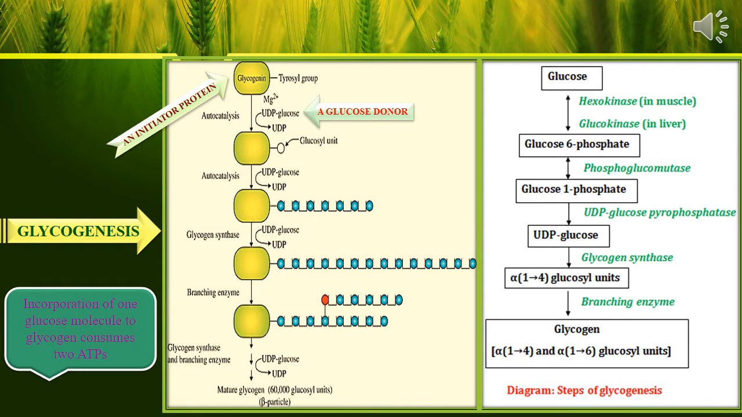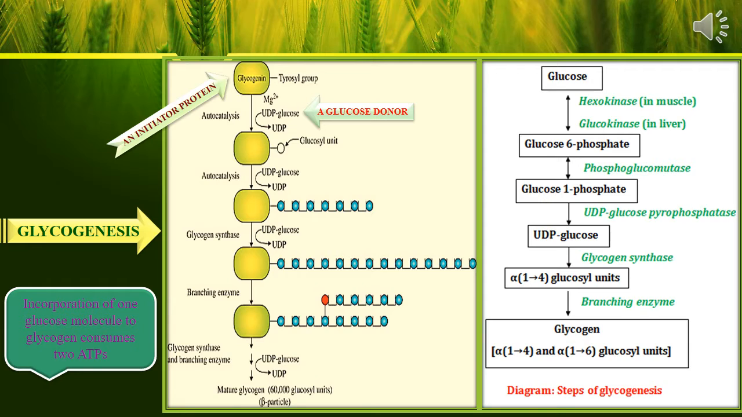Coming to glycogenesis, it is the anabolic or synthetic pathway of glycogen metabolism. So how is glycogen synthesized? From glycogenin protein. Glycogenin is an initiator protein for glycogen synthesis, so it is called glycogenin. How is it used in the synthesis? Because it has a tyrosyl group in it, where glucose from UDP glucose gets attached to form a glucosyl unit with the glycogen. It is the starting part.